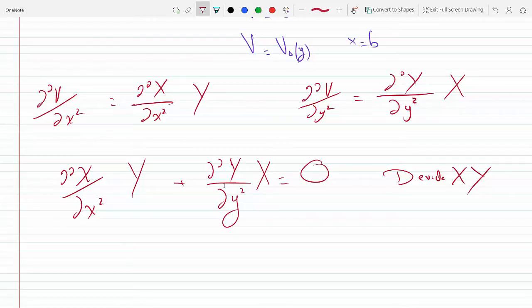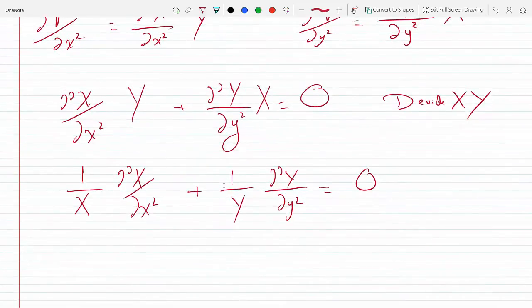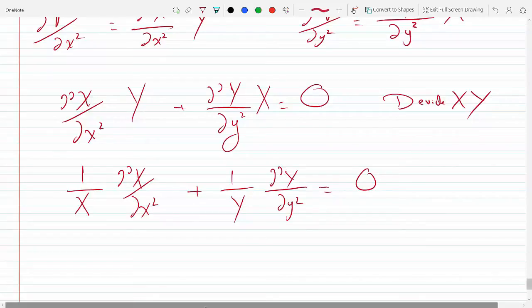Divide by XY. So what do you get? If you divide by XY here, the Y cancels out, and you get 1 over X d squared X over dx squared plus 1 over Y. Here the X cancels out, d squared Y over dy squared, and that equals 0. Alrighty? So far, so good.